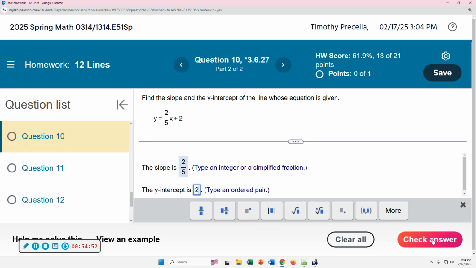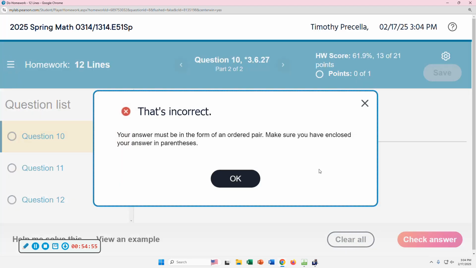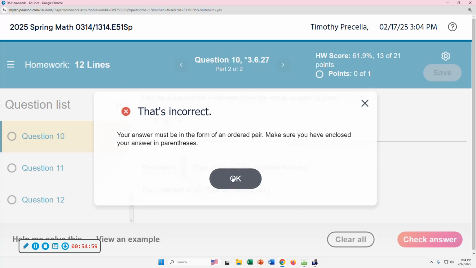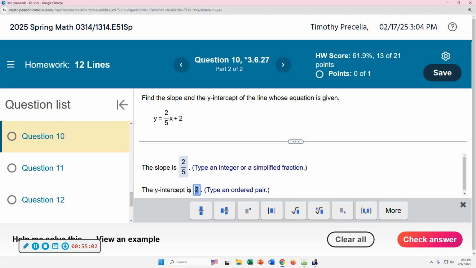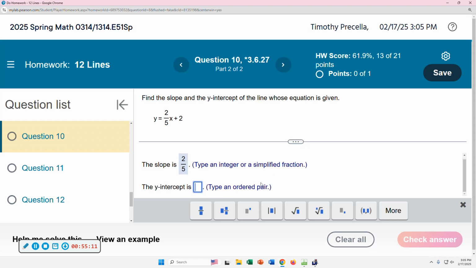Here, if you did this in the homework, they'd say you have to write it as an ordered pair. I can assure you they don't do that when you're taking the test. So you have to know. But notice, they do tell you in the instructions right there: type an ordered pair. So they're trying to warn you. So you put the parentheses and then 0 comma 2, close parentheses. Any questions there?